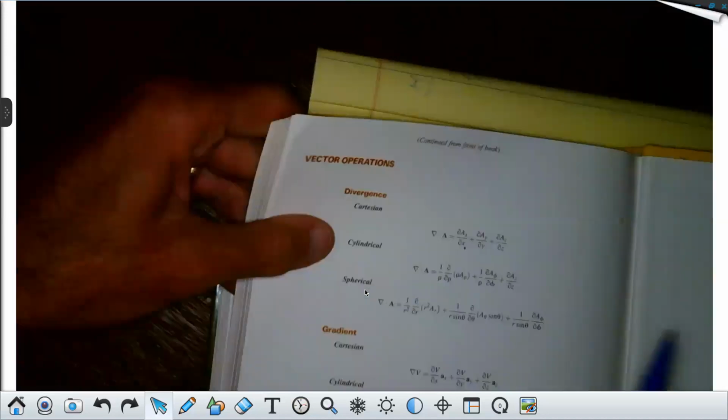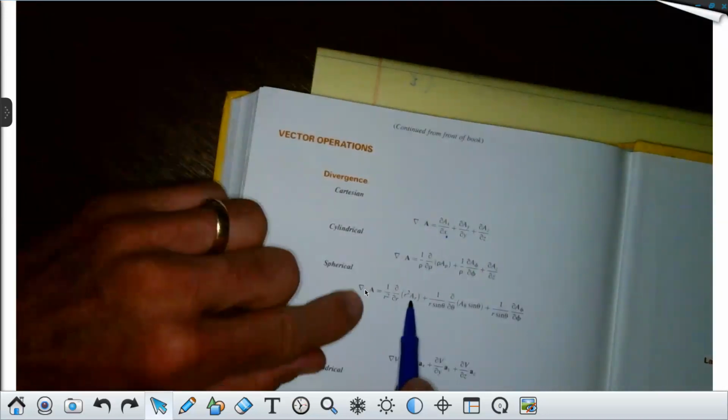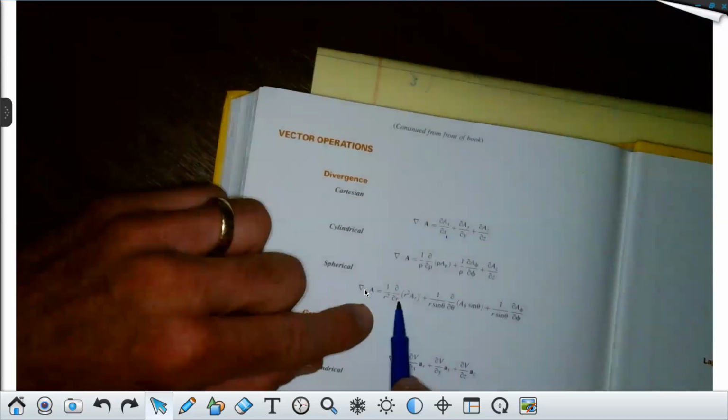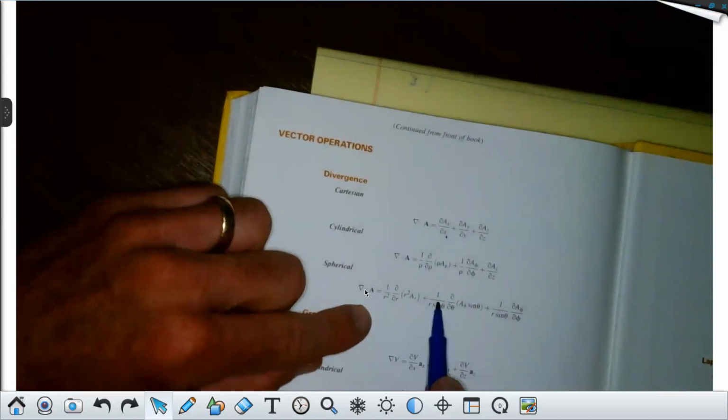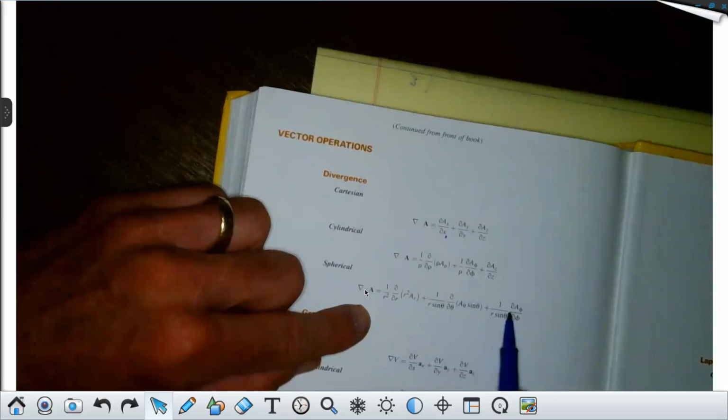That operation is given in the back of Wentworth's book, but there are a lot more things to consider. There's a 1 over r squared, then d dr of not just a of r, but of r squared a of r. Then you have 1 over r sine theta d d theta of the theta component times sine theta. You have to take the derivative of the multiplicative product of those. Then a 1 over r sine theta d phi, or d of a phi d phi. And this takes more time, and you have to be attentive to detail.